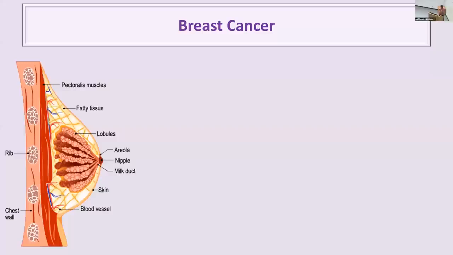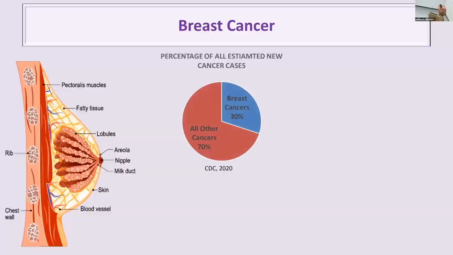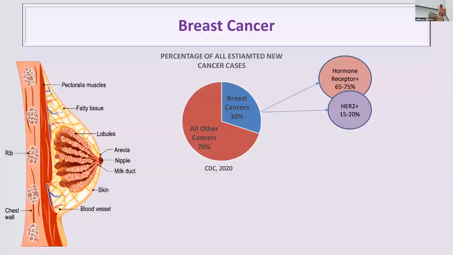Breast cancer usually starts in the breast tissue, depending on where it's at. It could be in the lobules or in the ducts for ductal cancers. Breast cancer accounts for about 30% of all cancers. And out of those breast cancers, there are different subtypes. There's hormone positive, which accounts for 65 to 75%. There is HER2 positive, which accounts for 15 to 20%, and also triple negative breast cancer, which accounts for 15%.